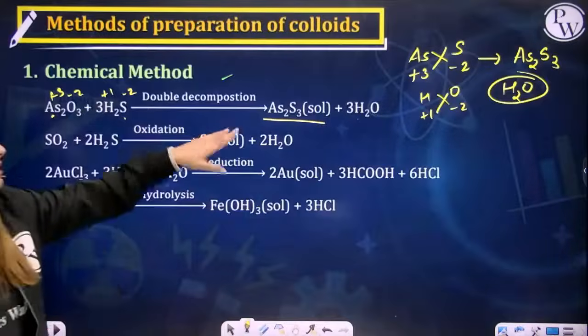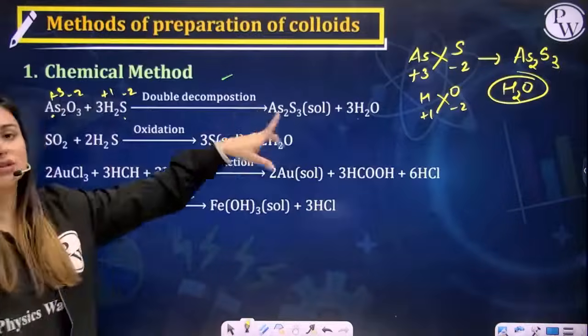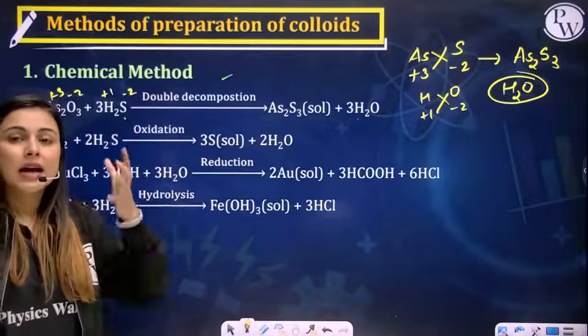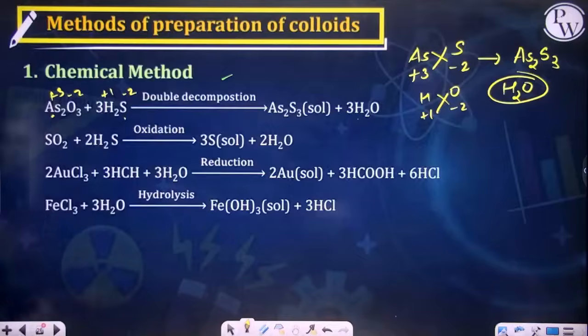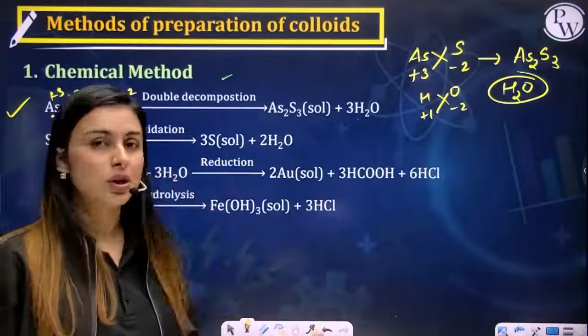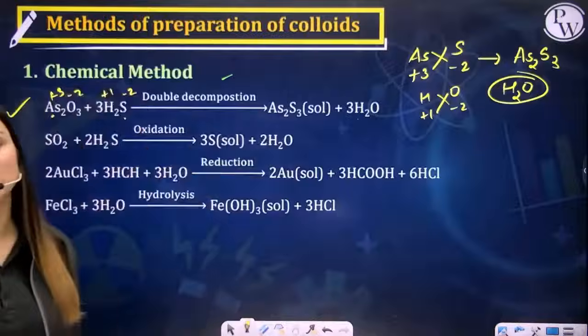So double displacement is super easy. Just write the charges and then cross multiply the opposite charges. Okay? Yes. So this is the first method by which you can prepare your colloidal solution. This is your sol, that is, this is your colloid.